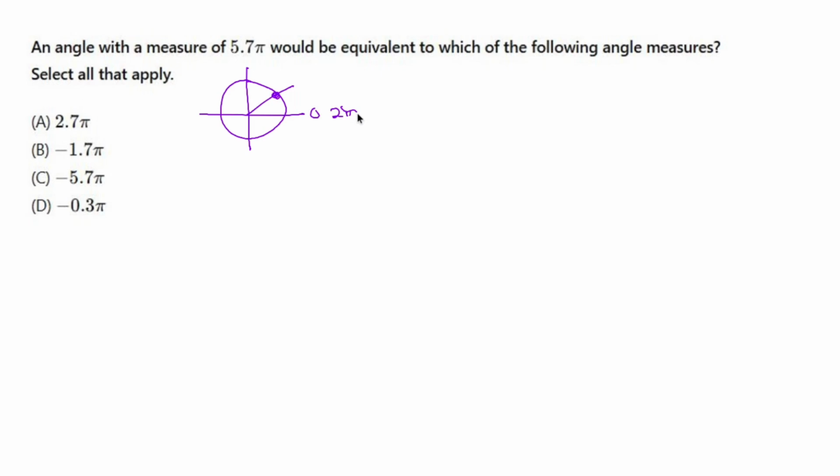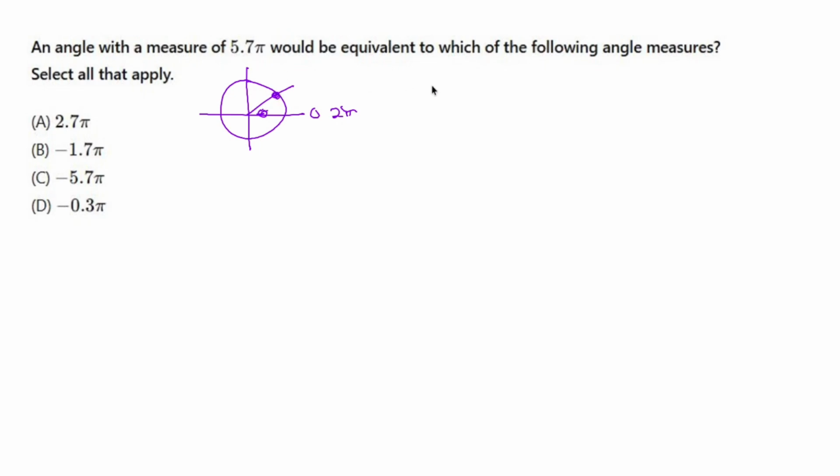0 and 2 pi are the same thing. So if I take an angle, call it theta, and add 2 pi, I land in the same spot. Similarly for this problem, if I subtract 2 pi, I land in the same spot.